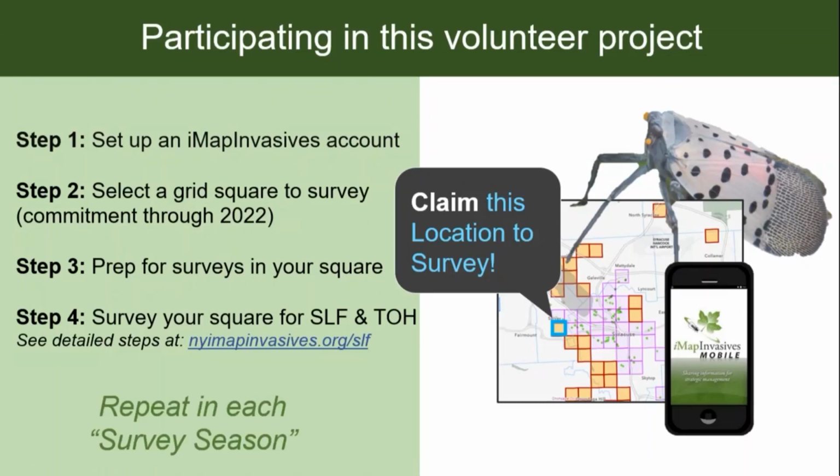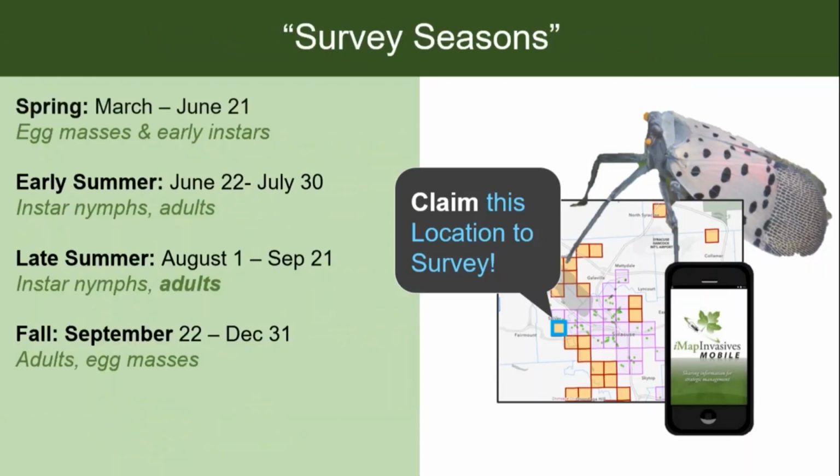And what we are bringing in this year is this idea of survey seasons. So like Tom mentioned earlier, we do want people to go out and check a couple times throughout the year. And so what we've done this year to try to make that more concrete is we've divided up the year into these 4 different seasons. So spring, early summer, late summer, and fall, where we want people to go out and conduct a survey in their grid square, particularly looking for the life stages that are currently active.